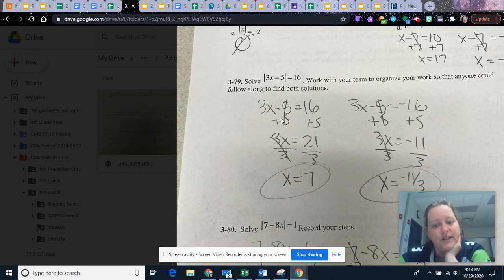So you're going to solve the equation and get x by itself. Since it's a negative 5, you add 5 to both sides. 3 times x, so the opposite of times is divide, and you get 7.